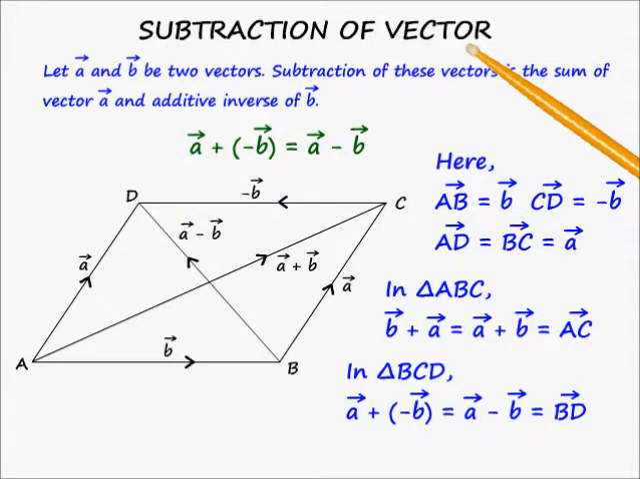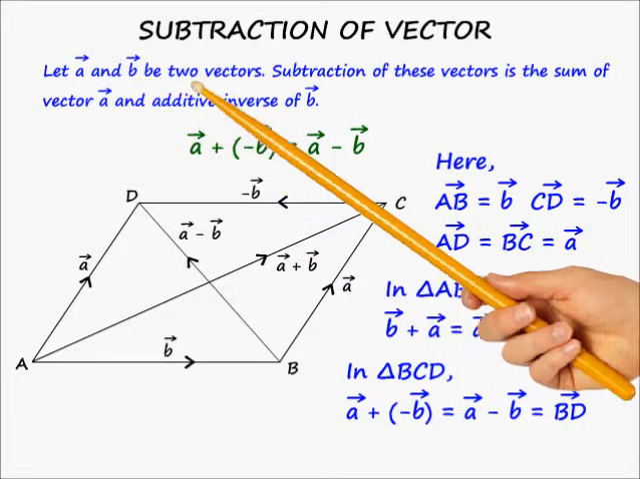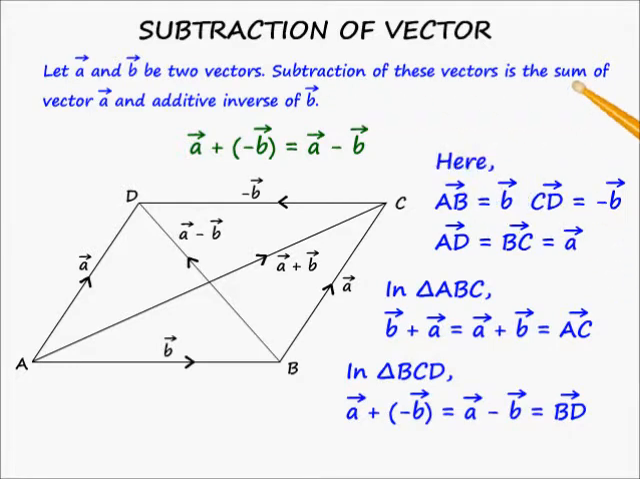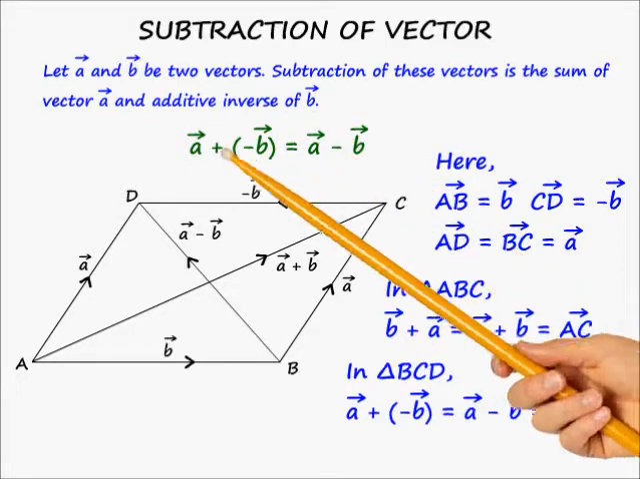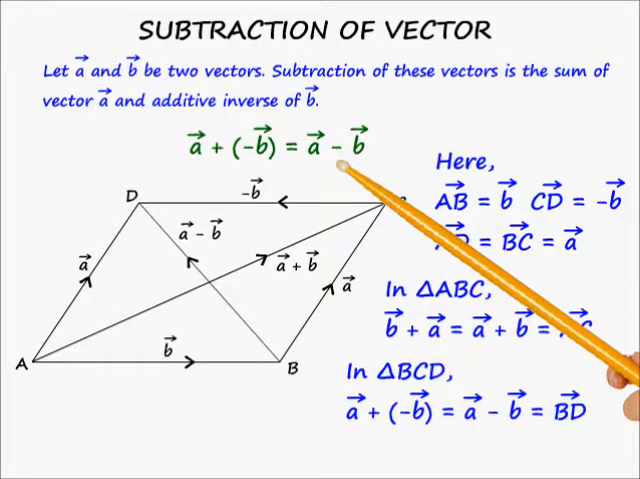Subtraction of vector. If A and B be two vectors, then subtraction of these two vectors is defined as the sum of vector A and the additive inverse of B, that is A plus minus B, is the subtraction of vectors A and B and may be written as A minus B.